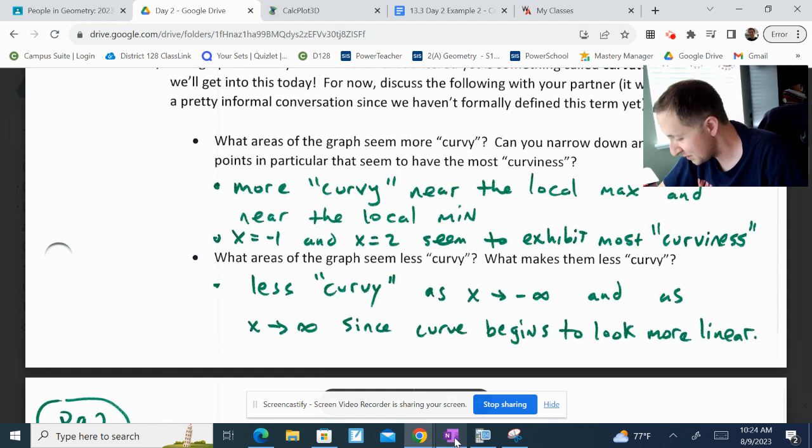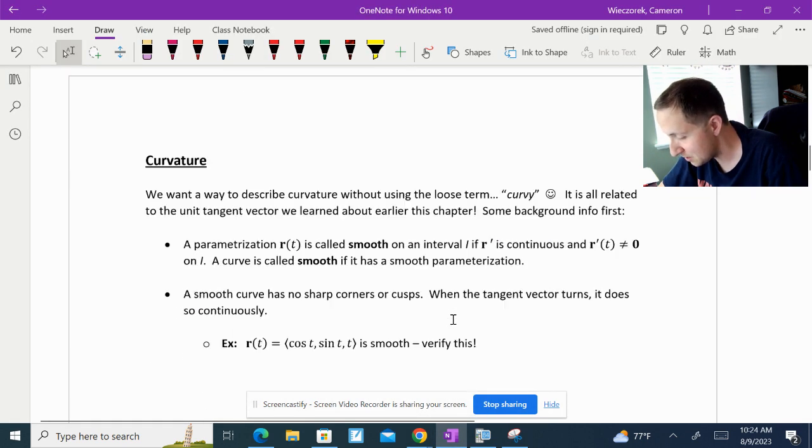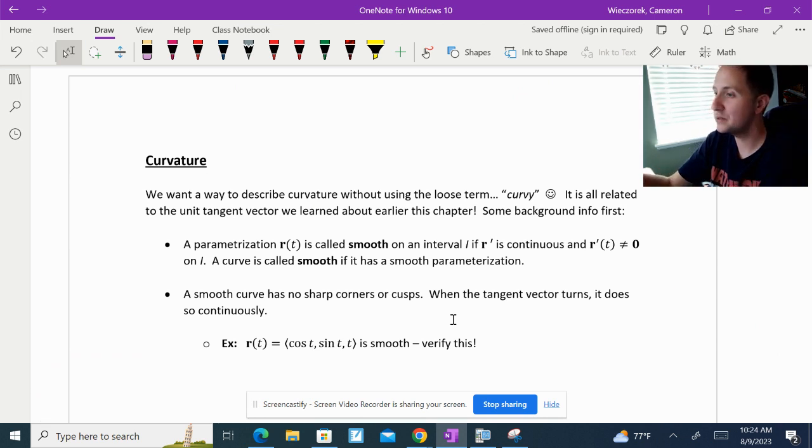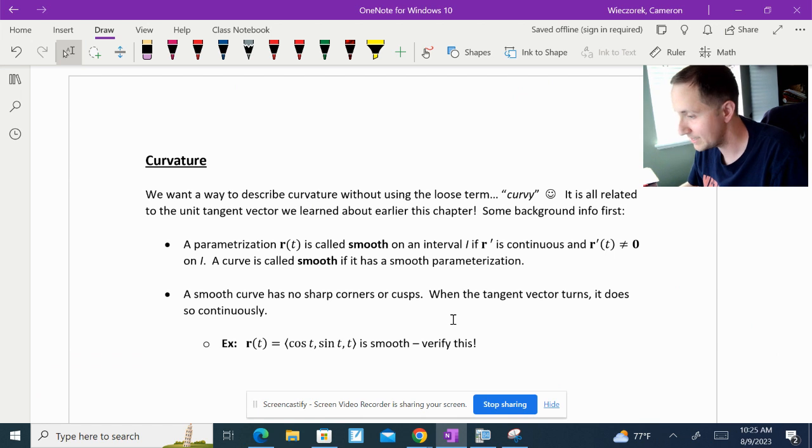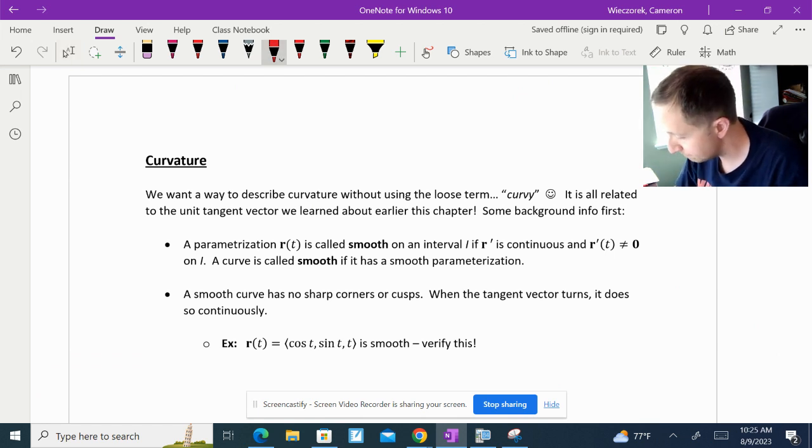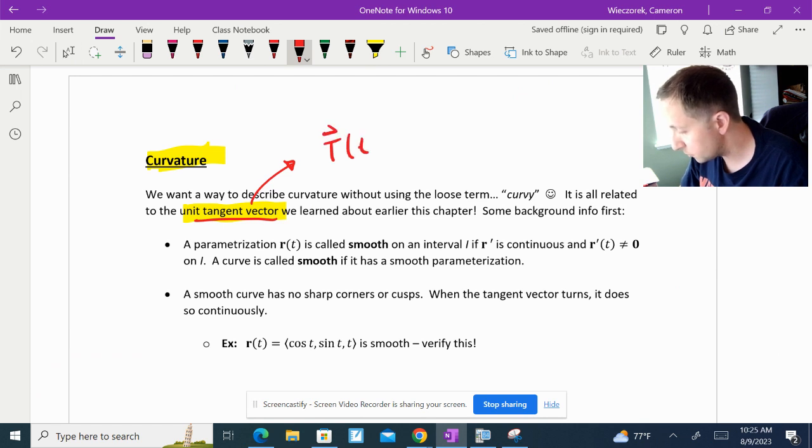Okay, so that's a very intuitive description. Let's talk about this idea of curvature. We want to be able to talk about these curves without using the term curvy, right? We're mathematicians. We like to have more exact vocabulary. So really this idea of curvature is related to the unit tangent vector that we've talked about a little bit this unit already. If you remember, that was that vector we called capital T of t.